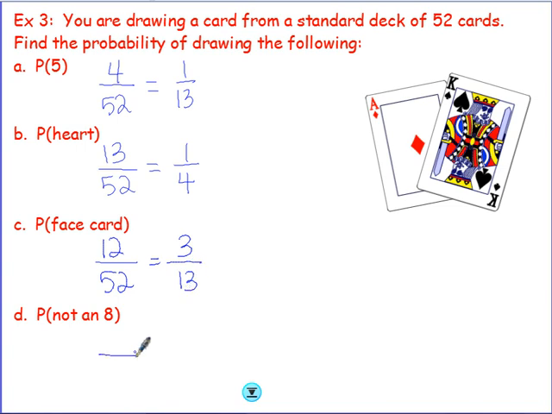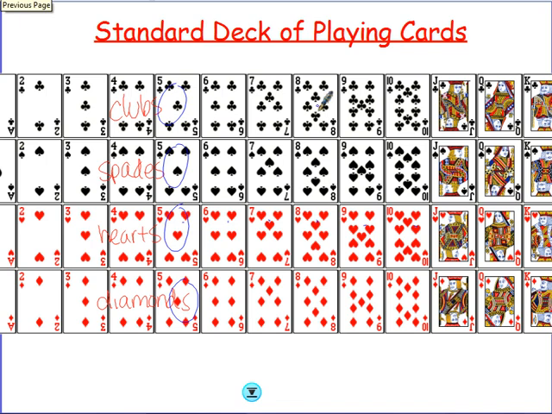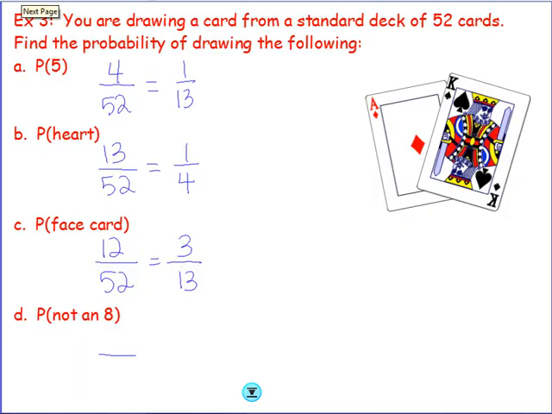Finally, not an 8. Well, if we look, there are 1, 2, 3, 4 8s in the deck. So everything else is not an 8. So that means that there are 48 cards that are not 8s out of 52. These are also both divisible by 4, and you get 12 out of 13.